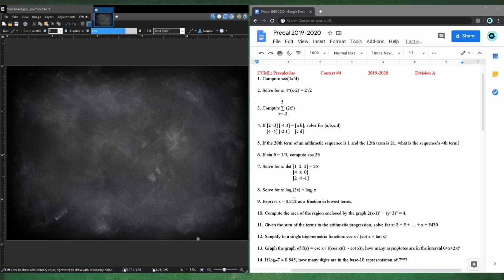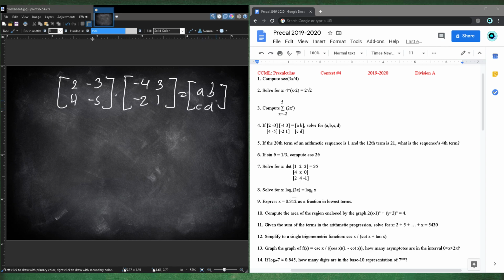Number 4: if matrix 2, -3, 4, -5 times matrix -4, 3, -2, 1 is equal to matrix A, B, C, D, solve for A, comma B, comma C, comma D, and write these in coordinate form. A matrix product is basically these two multiplied by these two to get A, then that row with the next column to make B, and then these two times these two makes C, and then these two times these two make D. So it just follows that pattern. Let's write that out.